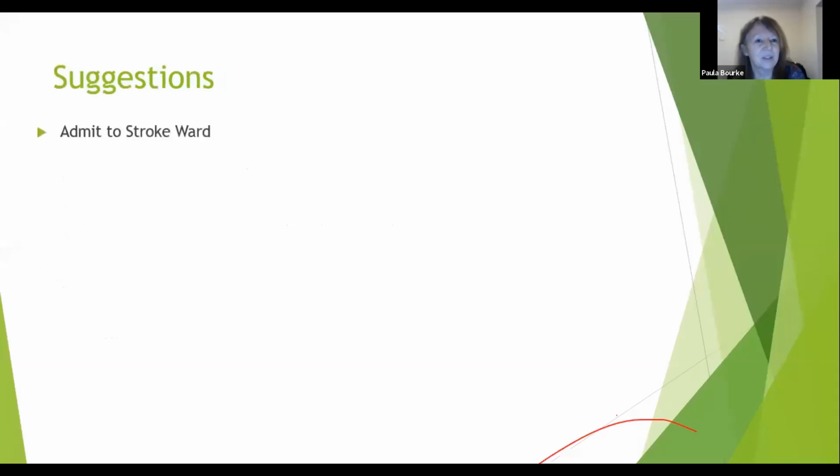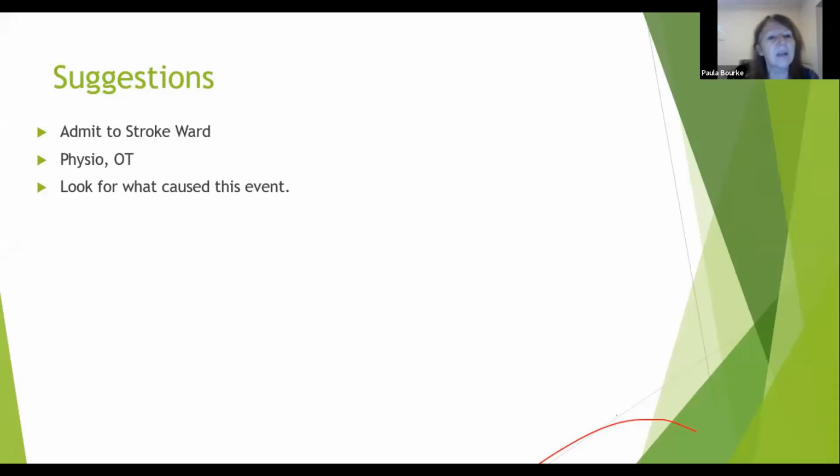My suggestions: admit to a stroke ward if you've got one. It'd be much better to be nursed there. As they say, 18% of people get better purely from being on the stroke ward, for no other reason, because you have nurses who know how to care for you. Get the physios and the OTs involved for early rehab. Look for what might cause the event.